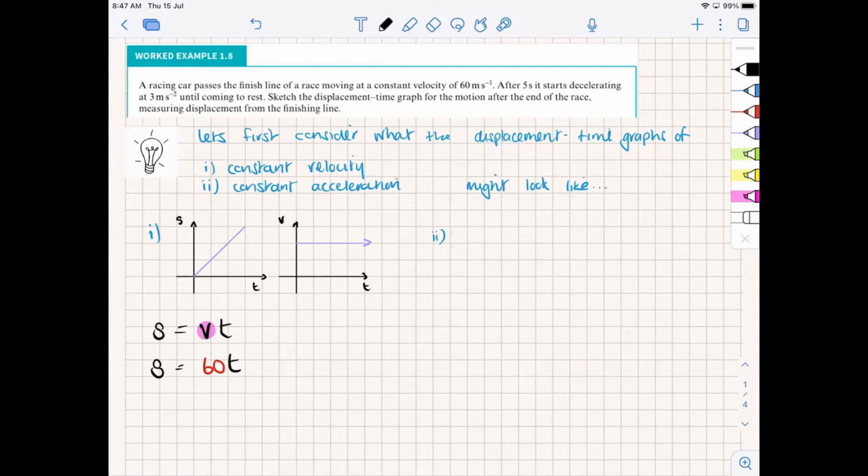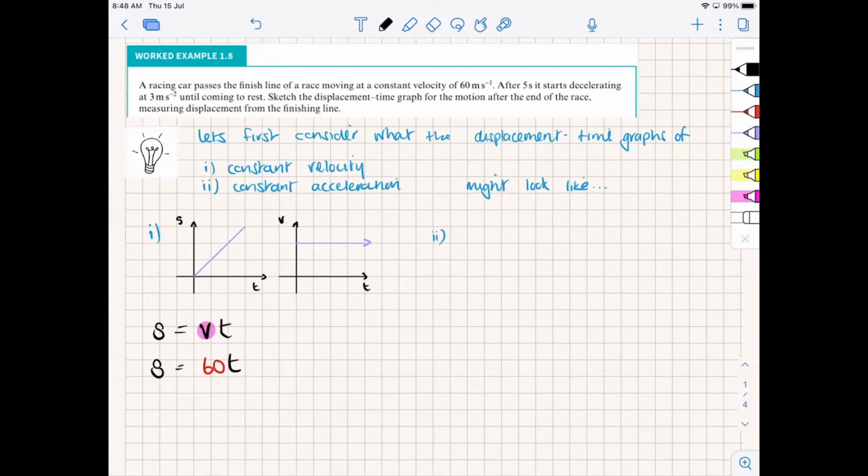If I want the displacement after 1 second, I put t equal to 1 in there, and it will tell me I will be 60 meters away, because I'm traveling at 60 meters per second. If I put t equal to 2, it will give me 2 times 60, which is 120. If I travel 60 meters every second, after 2 seconds, I will be 120 meters. So this is the function for constant velocity.